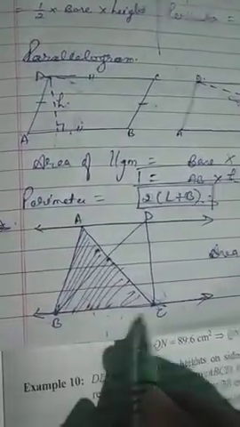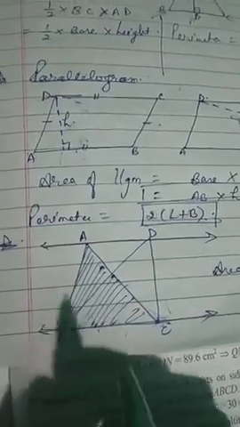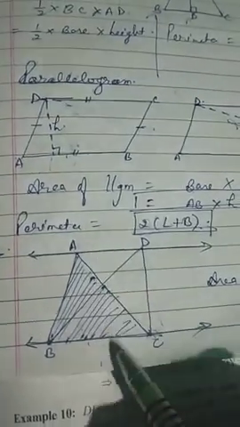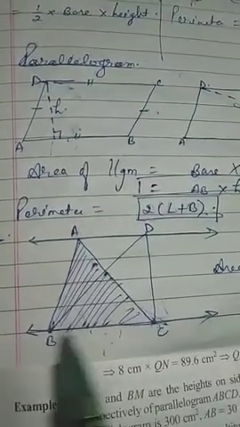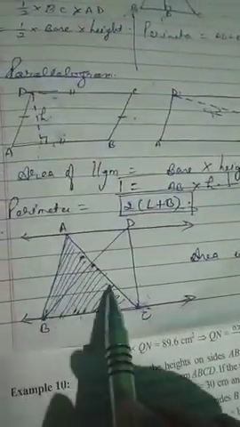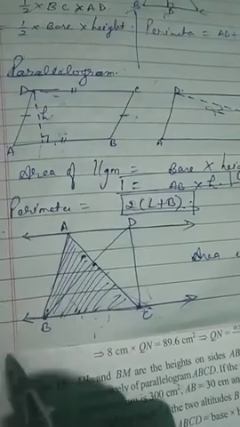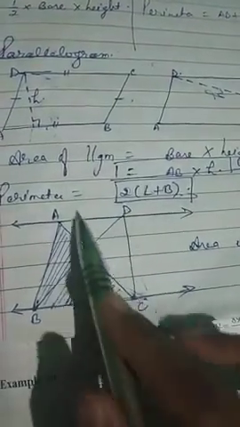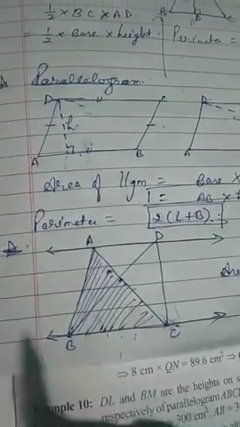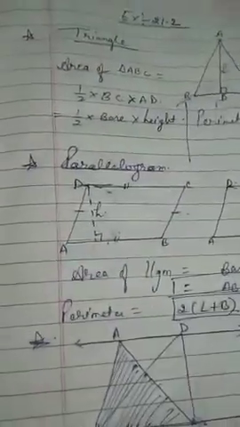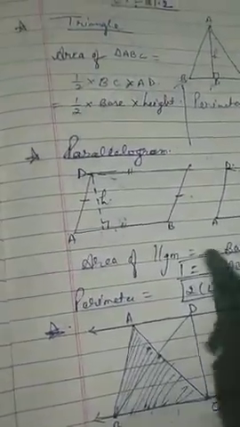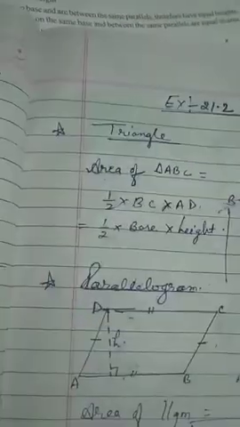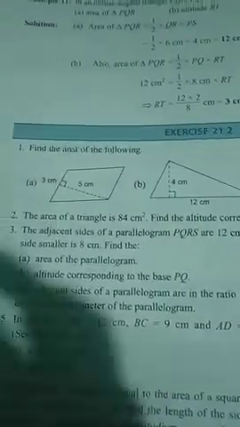So height of both the triangles will be the same and base is also the same. So in this case, whenever the triangles are between the same parallel lines and on the same base, the areas of both the triangles will be equal. Its area will be equal to its area. Okay, in this case, between the same parallel lines and on the same base. Got it?